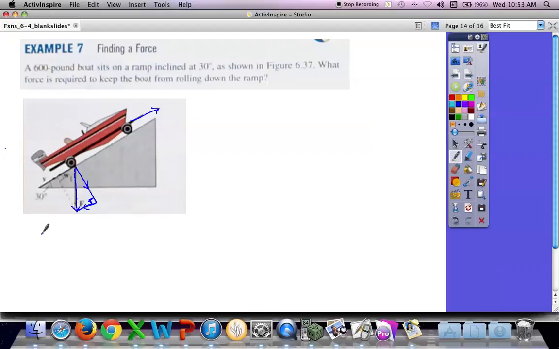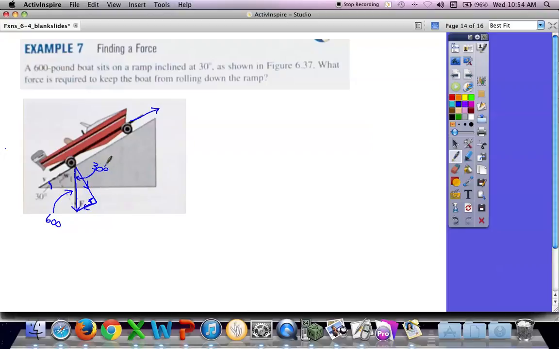Now, in these questions, they're either going to ask you, if you know the weight of the boat, what's the force keeping it from going down the ramp? Or, here's the force that's keeping it from going down the ramp, what's the weight of the boat? Let's see what this one is. A 600-pound boat. So this time they're telling us this here is 600. That is the magnitude, 600 pounds. Now, this angle is 30 degrees. And using similar triangles, we know that that must be 30 degrees.